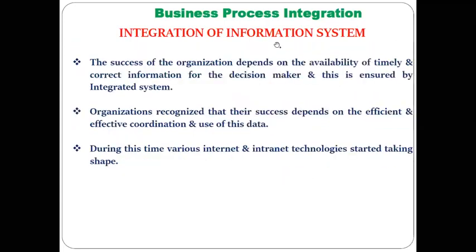Okay. So based on the points that we have discussed up till, we can say the success of any business organization depends on the availability of the timely information, correct information. And this timely information and the correct information can only get if the integrated information system is available. Because if the information system is integrated, then the information can reach to the manager within a less amount of time. The analysis can be done by the manager within a less amount of time. And because of that, the quick decision can be made by the manager. But for all these things to happen, the integrated system is the must.